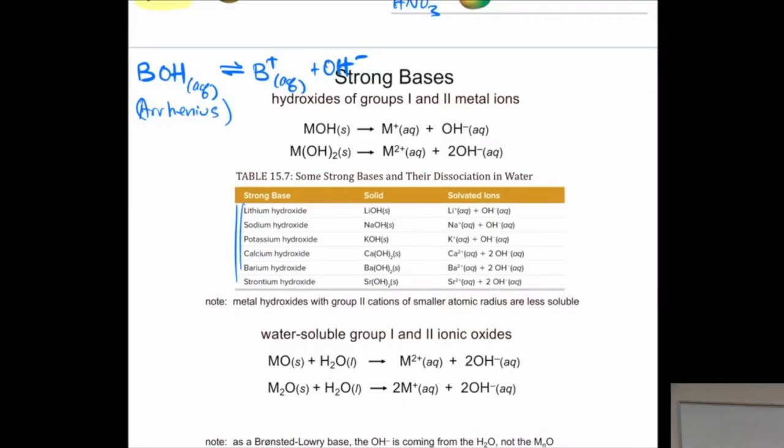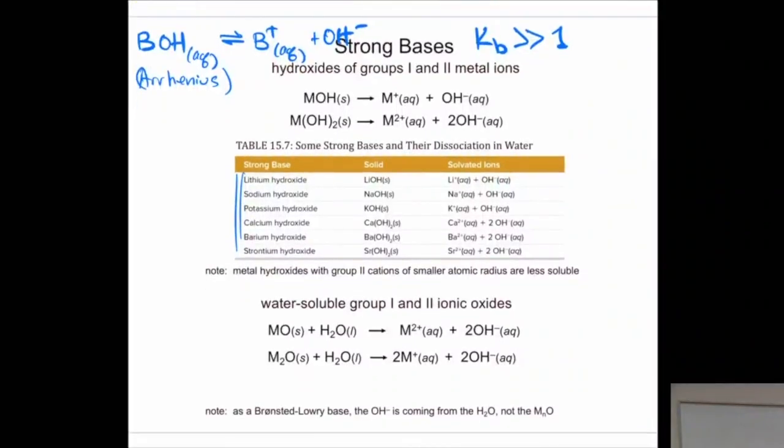Here's their chemical formula. Here's the equation that describes their dissociation. These all have, if it were listed here, K sub B's that are much larger than 1. It's the same definition as for a strong acid. And the same is true for the group 1 and group 2 metal oxides. So oxides and hydroxides. And I already showed that to you for the oxides in the earlier example, right?